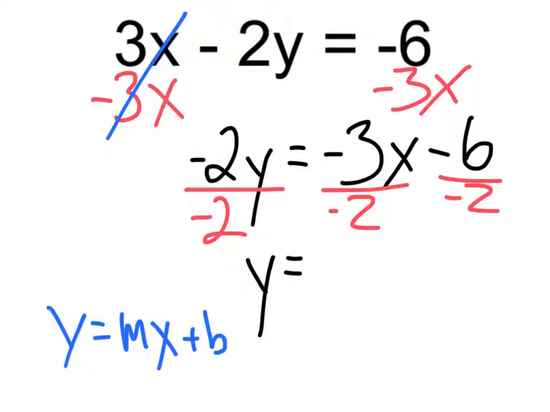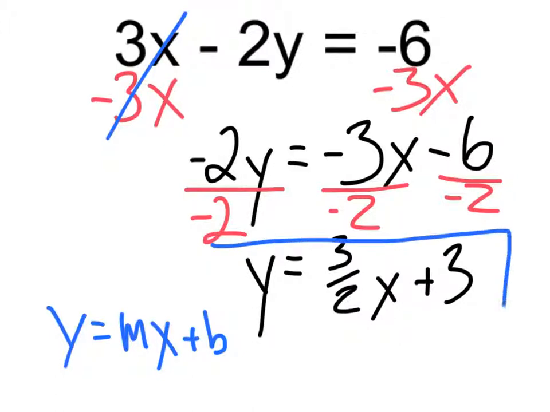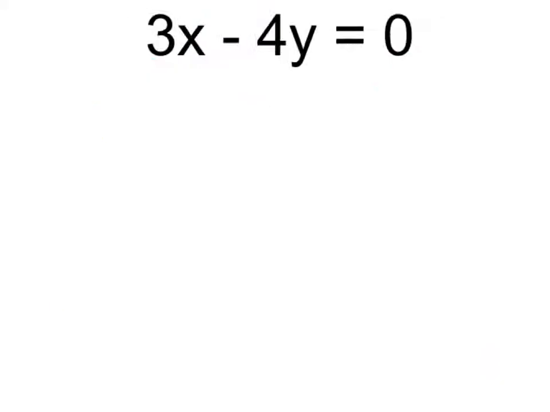And negative 3 divided by negative 2 is just going to be 3 over 2, and the negatives cancel out, so it's going to be 3 over 2x. And negative 6 divided by negative 2 is positive 3. If you get this, you've got the right answer. This is slope-intercept form, and we can now graph this on a coordinate plane.